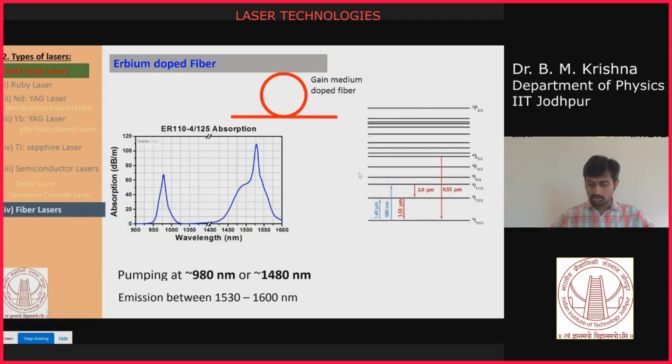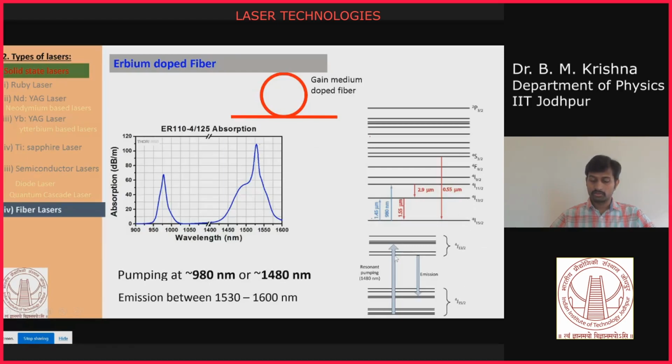So these are the energy levels. As you see, these are energy levels, but within this it is actually kind of bands. So, for example, if you look at these energy levels, there is a band of energies in this way.